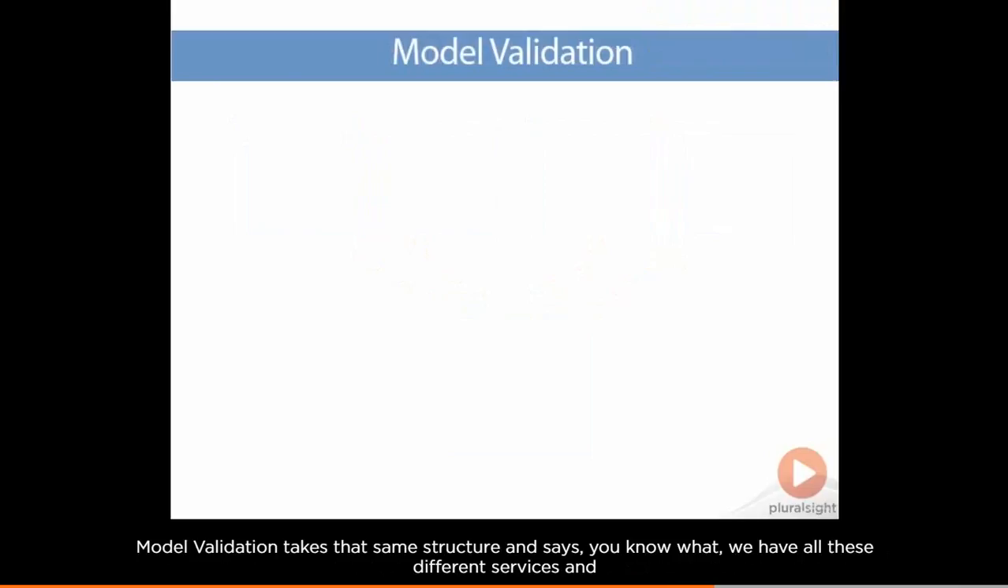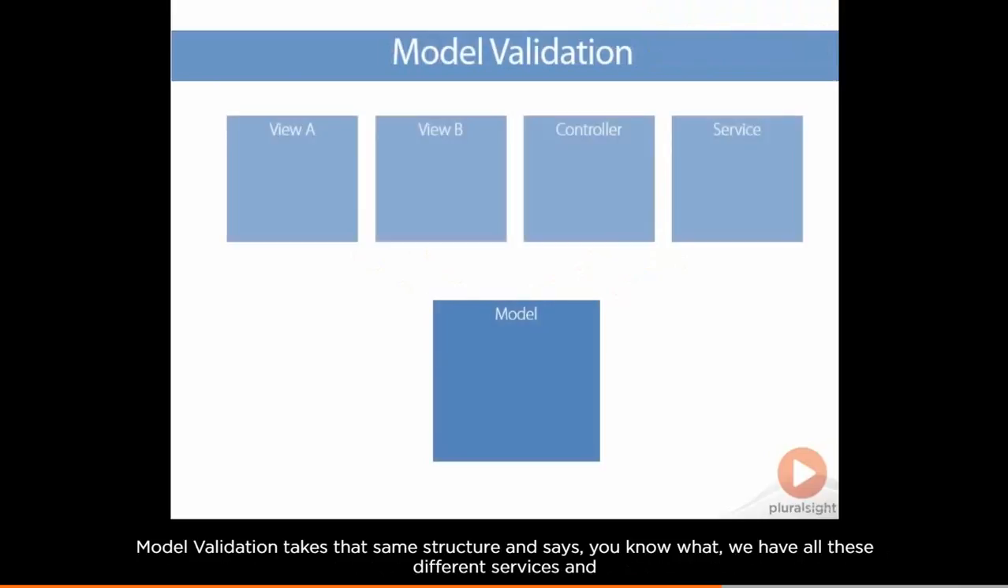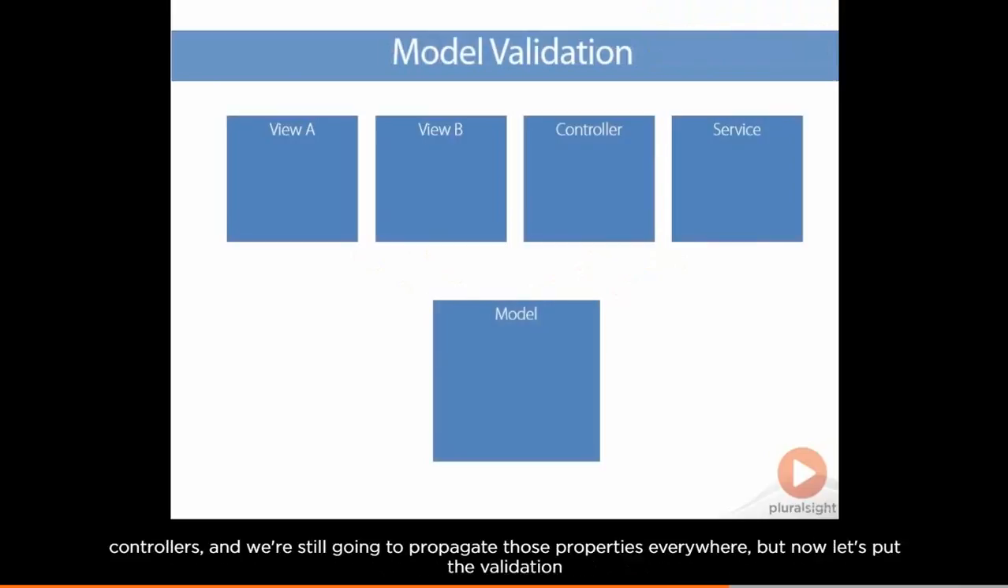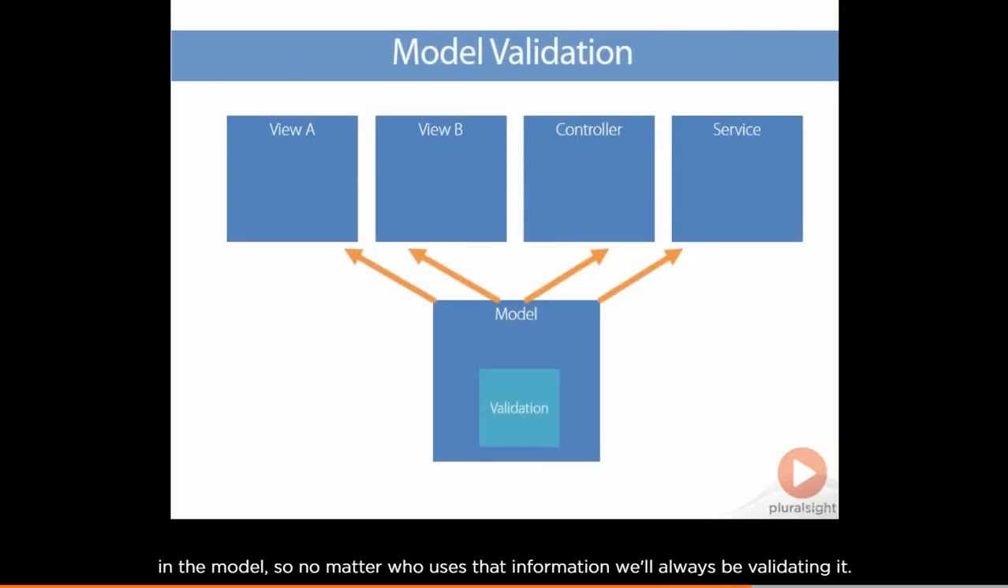Model validation takes that same structure and says, you know what? We have all these different services and controllers, and we're still going to propagate those properties everywhere. But now, let's put the validation in the model. So no matter who uses that information, we'll always be validating it.